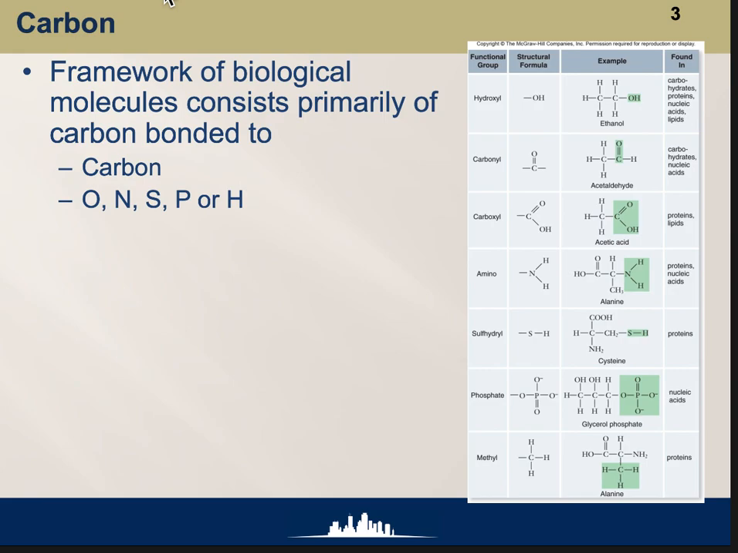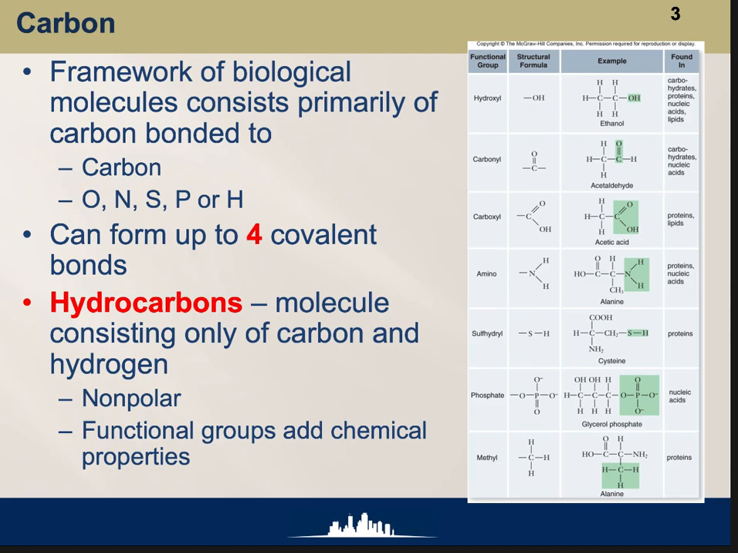Specifically, we're going to see this list of functional groups and structural formulas right here, and the example of how they're found. So you can see how we have hydroxyl, carbonyl, carboxyl, amino, sulfhydryl, phosphate, and methyl. And what we're going to see is that we can form up to 4 covalent bonds with this carbon molecule. If you remember from our chemistry lecture, covalent bonds are strong. Double covalent bonds are stronger. And this is going to be really important when we start talking about biological molecules and their applications.